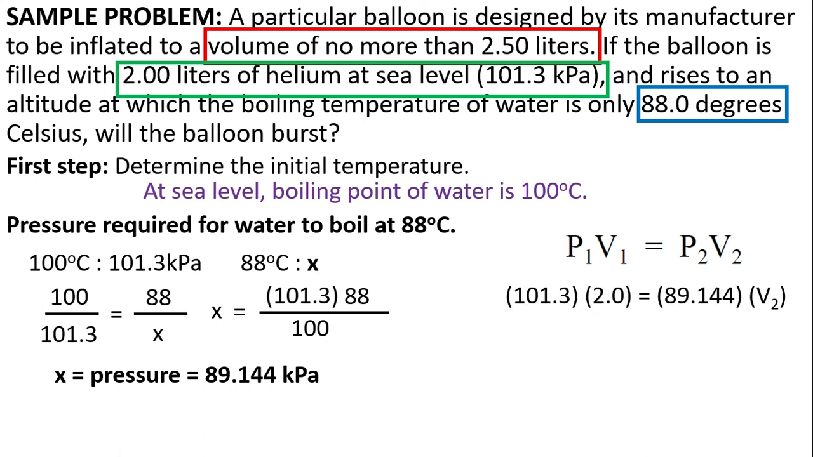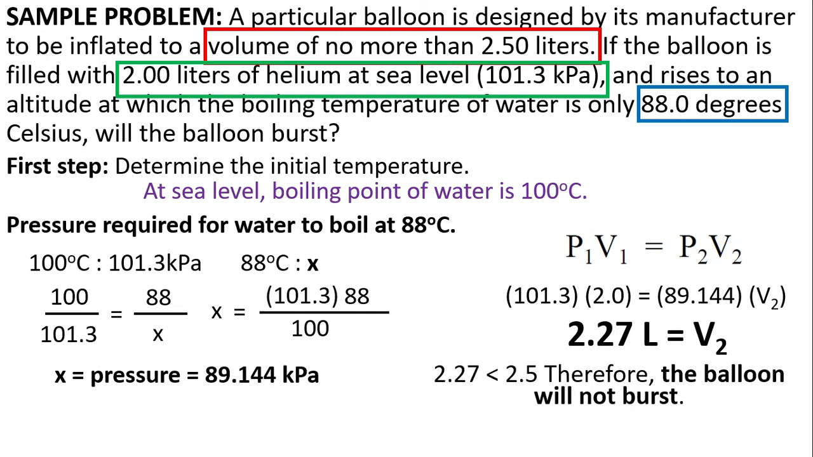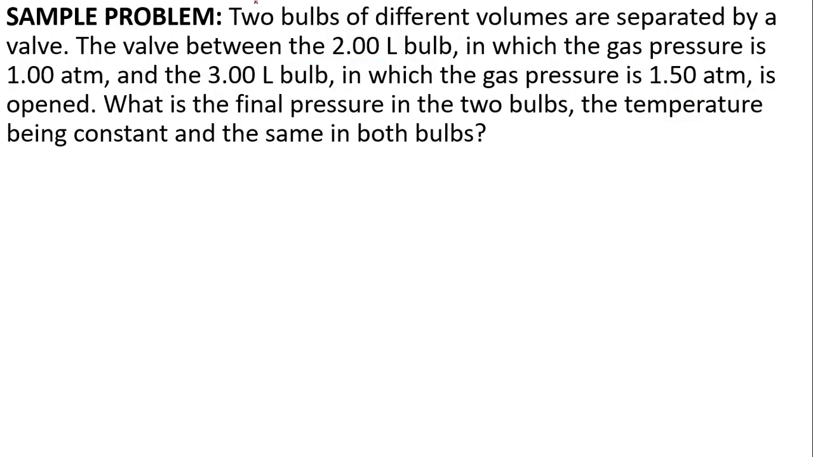So putting the numbers, we'll have 101.3 times 2 is equal to 89.144 times the volume. Solving for the volume, we'll have 2.27 liters. And since 2.27 liters is less than 2.5, we can say that the balloon will not burst. Note that I didn't round off here. You round off in the final answer. So let's have a harder problem.